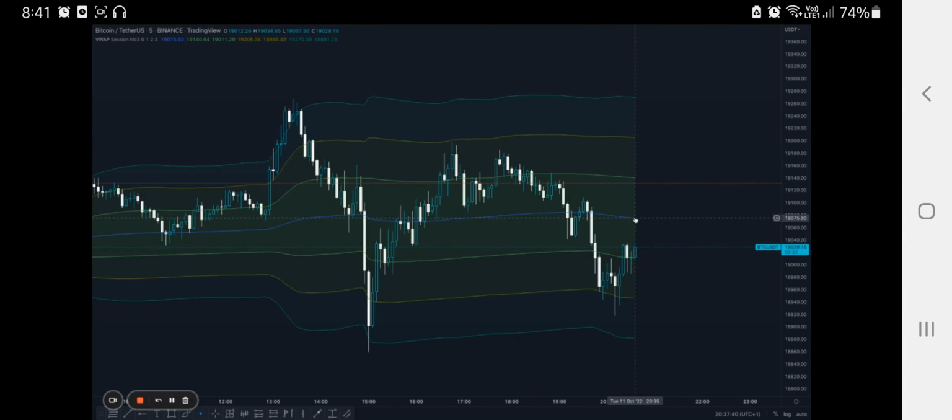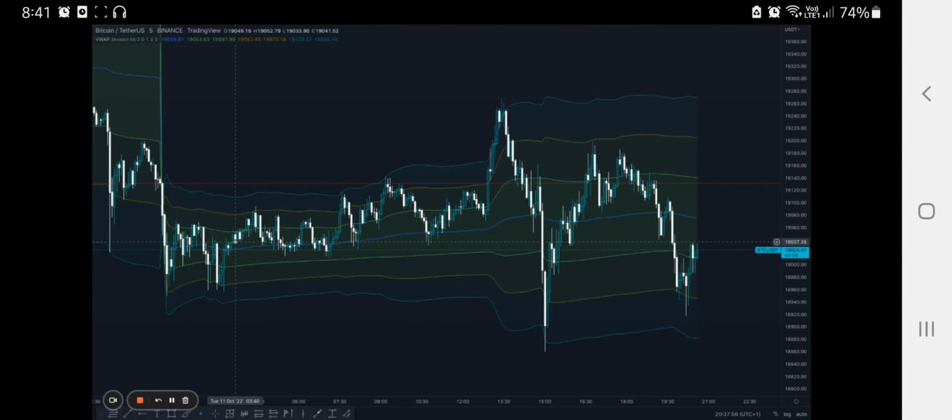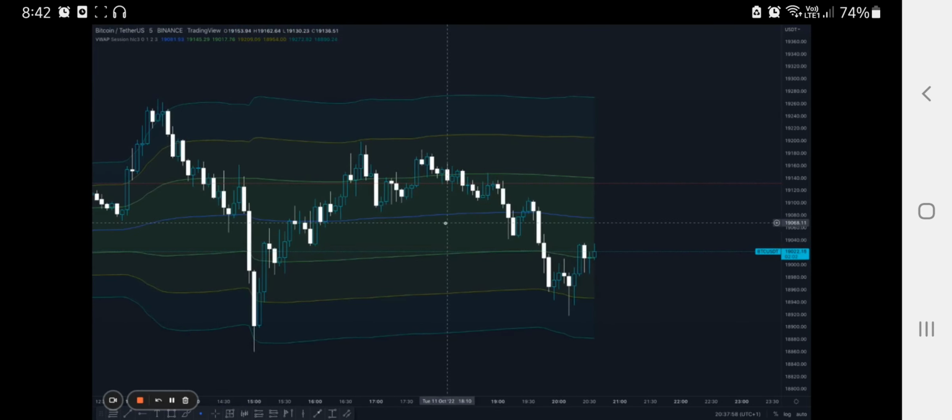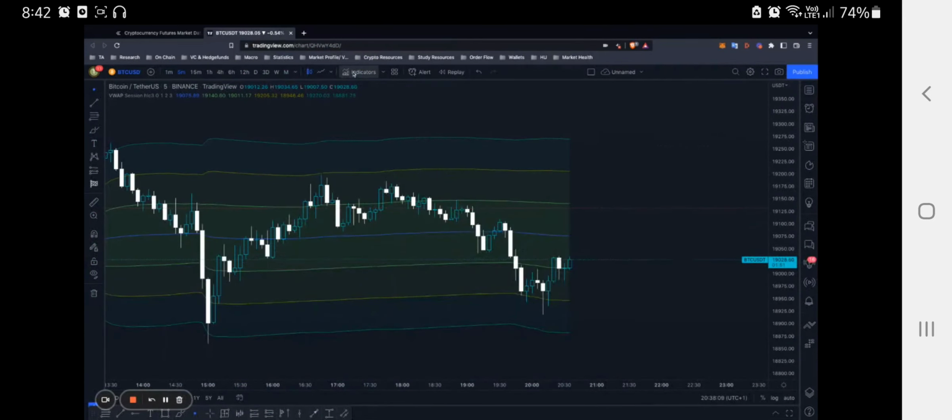So right at the moment, $19,075 is the level at which in today's full session, the most amount of Bitcoin has been traded. That's how it works. So at 19,075, the market has agreed to trade the most number of contracts, the most number of Bitcoin. That's why it has such a strong signal. So that's VWAP. We'll look at Bollinger Bands next.